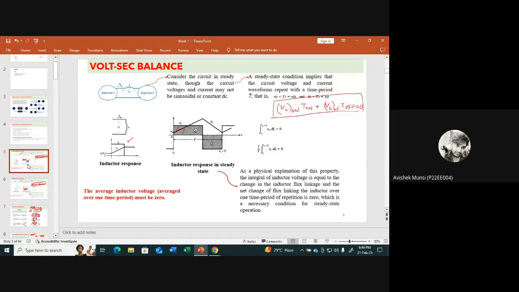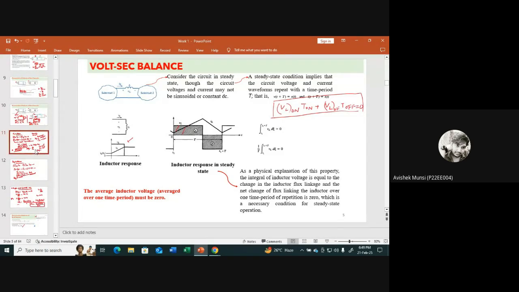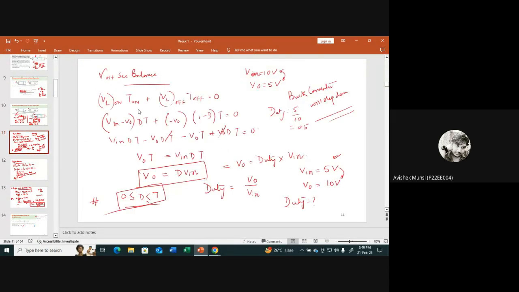That means the on-time voltage and the off-time voltage sum to zero. From the curve, if you integrate this you will also get that. So we apply it here for the buck converter. The average voltage remains zero, and we get the nature of the buck converter's output voltage.